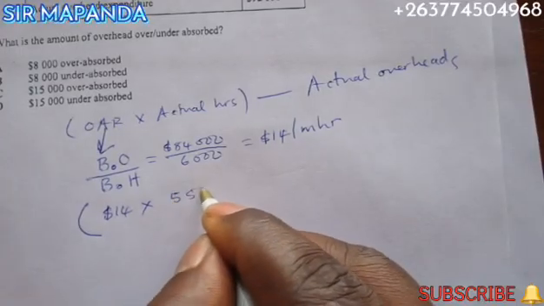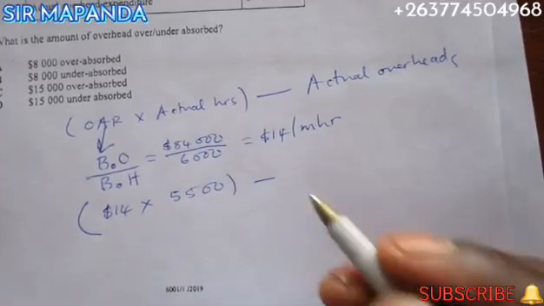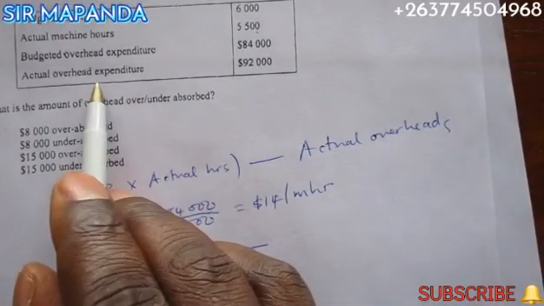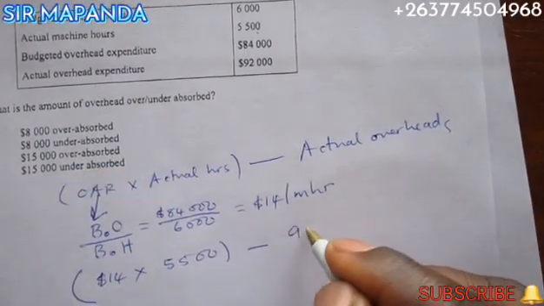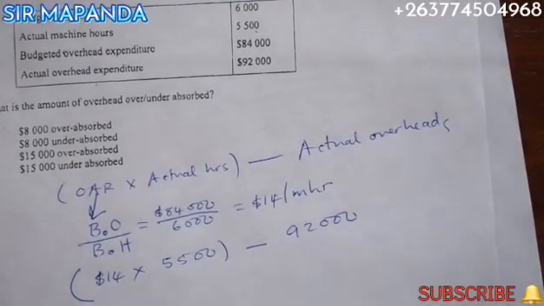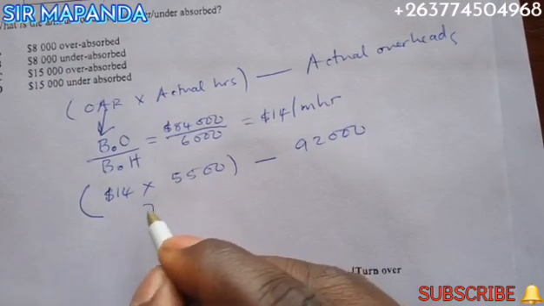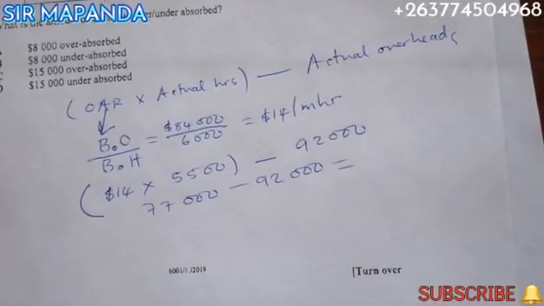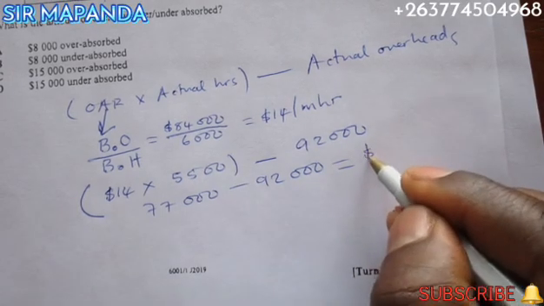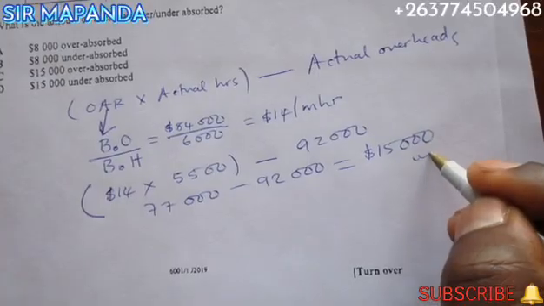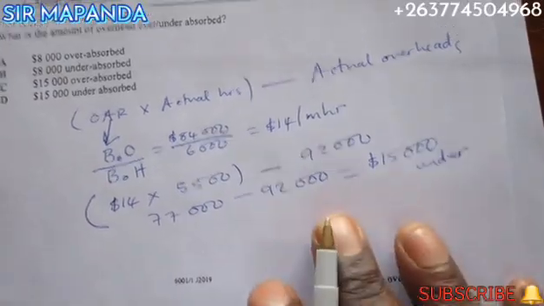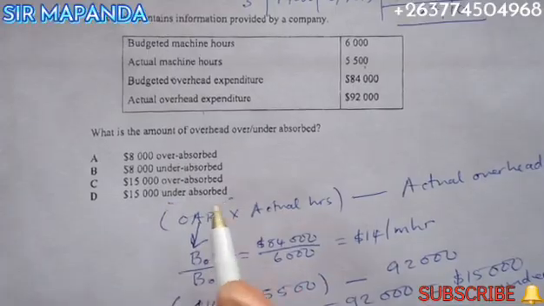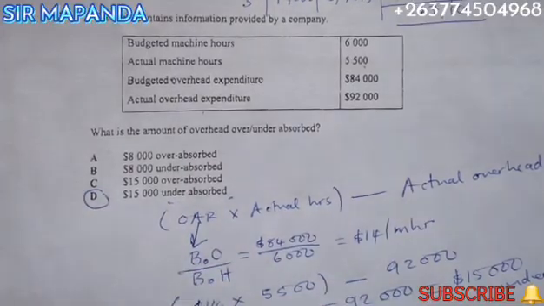So I'm going to multiply by 5,500 here. Then you less with the actual overheads. The actual overheads are given in the last row as 92,000. I hope you are following. So 14 times 5,500, you get 77,000 minus 92,000. So 77,000 minus 92,000 gives you minus 15,000. So this is under recovery of 15,000. So under recovery is the same as under absorbed. So your answer is D. I hope you are following.